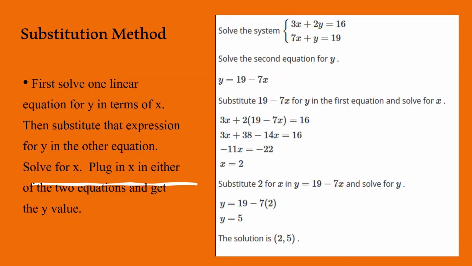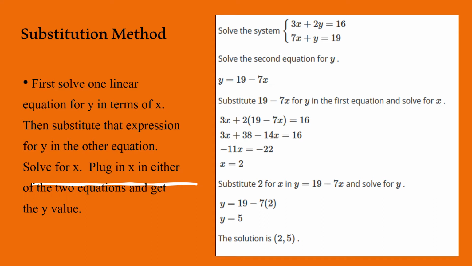The next method is the substitution method. In this, in order to solve these systems of linear equations, let us take the expression of either y or x, which we calculated from one equation, substitute it in the second equation and try to find the second variable. For example, in this system, 3x plus 2y equal to 16 and 7x plus y equal to 9, we can get y equal to 19 minus 7x from the second equation.